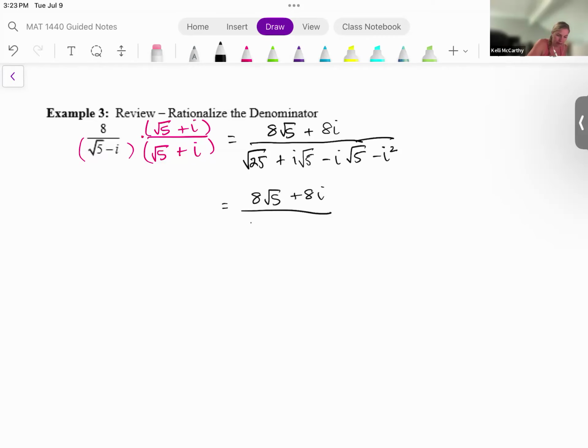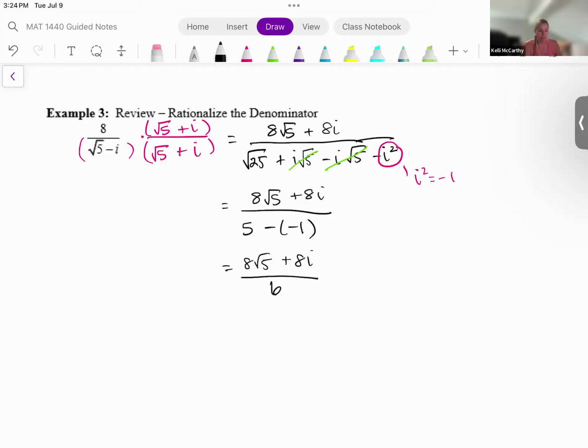The square root of 25 is 5. And these middle terms, i square root of 5 minus i square root of 5, sum to 0, so they go away. And then we're subtracting i squared. We need to remember that i squared equals -1. So this is minus -1 in the denominator. That's the same as 5 plus 1, or 6.